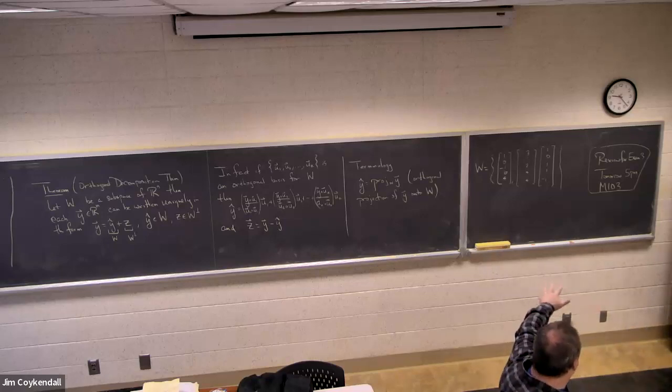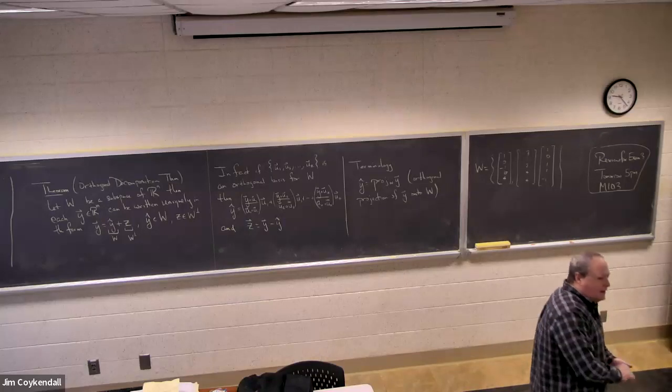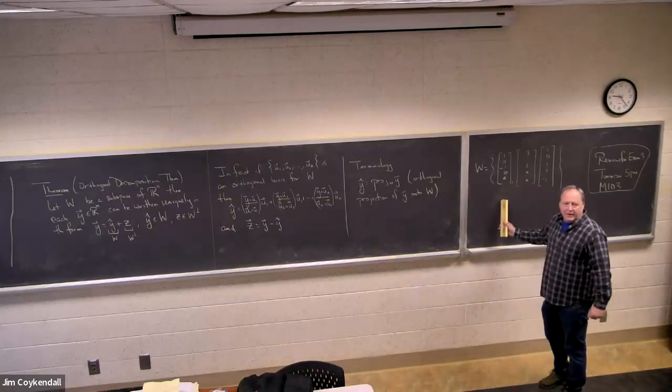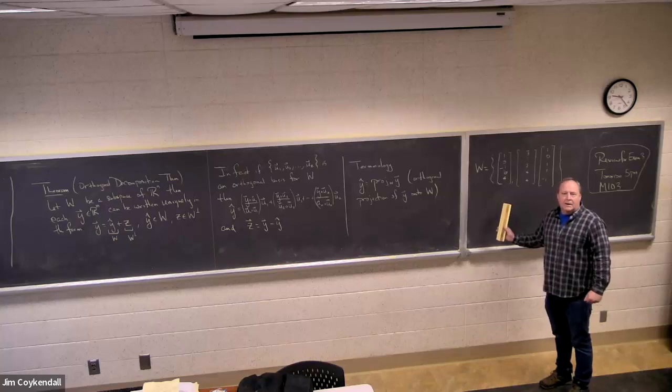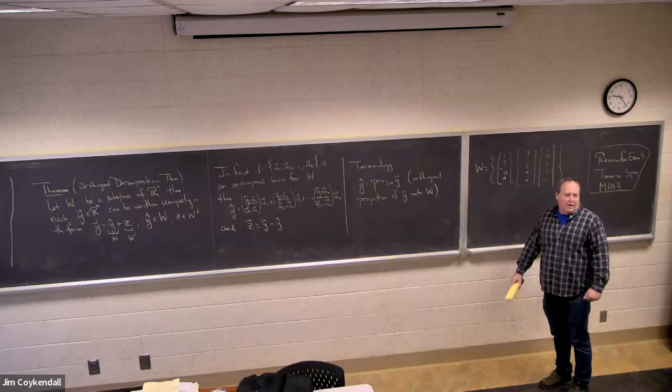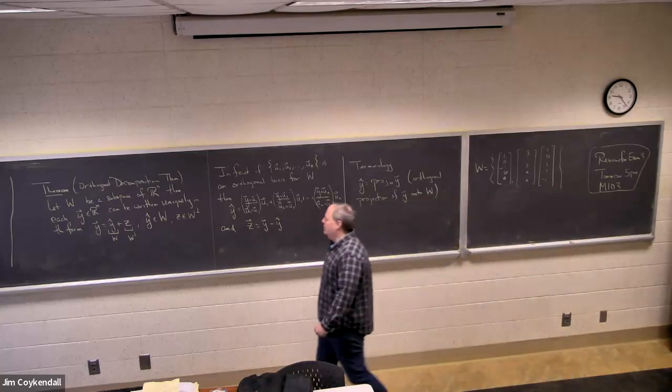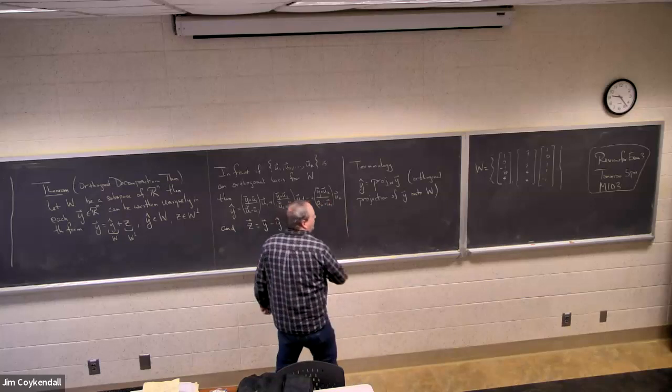Well, what about this randomness? In fact, we're going to discuss this later after this exam. It turns out that every W that you can have in here will have an orthogonal basis. And let me at least intuitively show you why that's true.